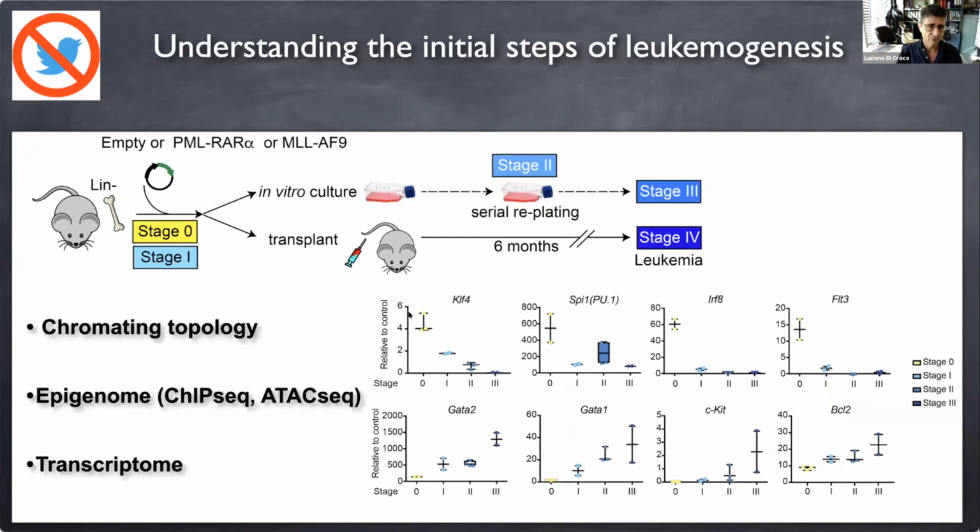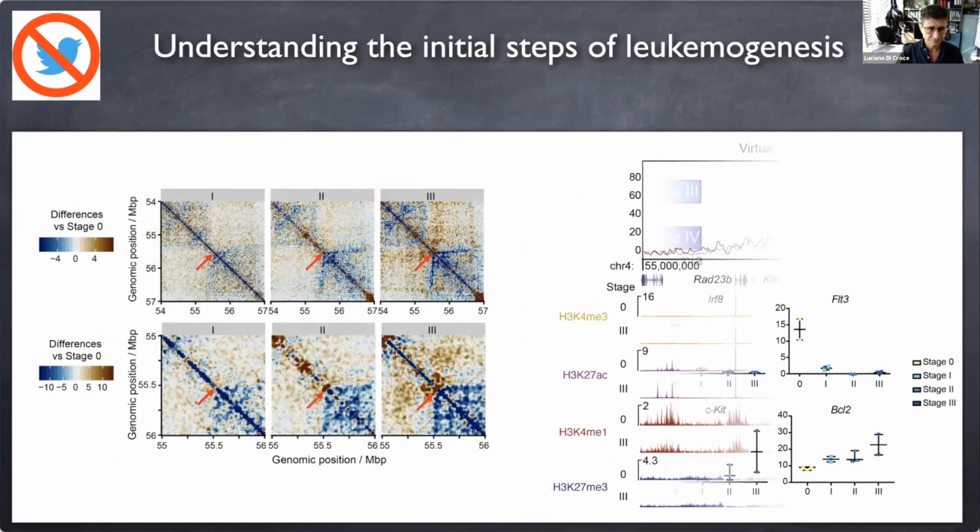KLF4, the one I told you before, is expressed in stage 0 in hematopoietic stem cells, and then upon expression of the oncogenes, the expression progressively goes down, and the same is true for other genes, which I'm not going to list here. So some genes become downregulated, and some genes become upregulated. You can see here GATA2, GATA1, both going up. c-KIT, which are markers of undifferentiated cells, also become upregulated. So we are losing differentiation of these cells.